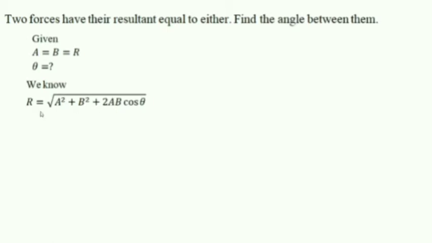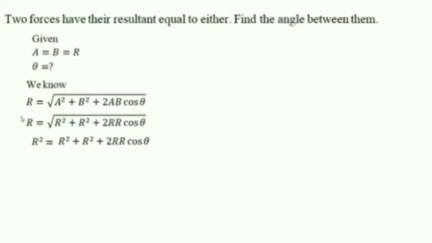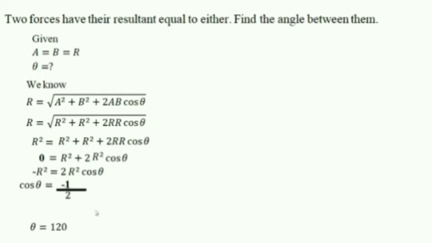This is the formula to find the resultant. Instead of A, instead of B, and instead of R, we'll put R. Now if you solve this, I'm taking the root over and giving a square to this R, and I can cancel this R square and R square. You'll get 0. Then again you're left with this, and again this R square gets cancelled. So cos theta will be minus half, and cos 120 degrees is minus half. So theta is 120 degrees. The angle between the two vectors is 120 degrees.